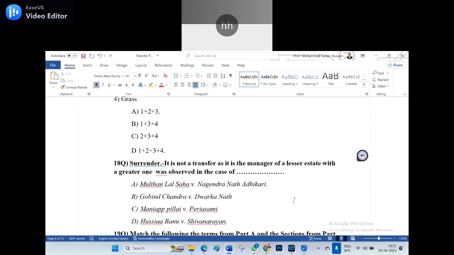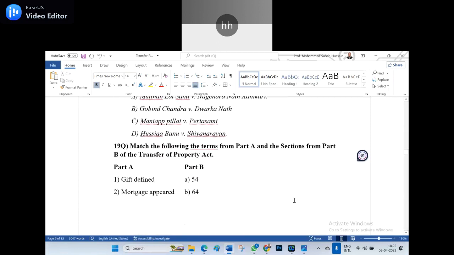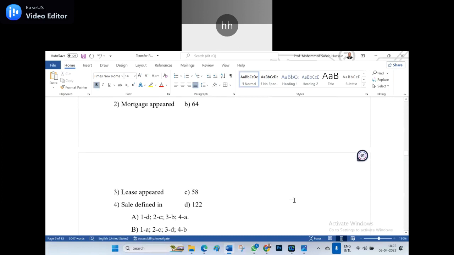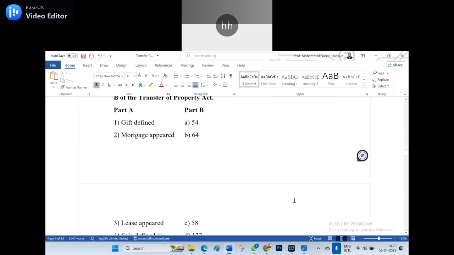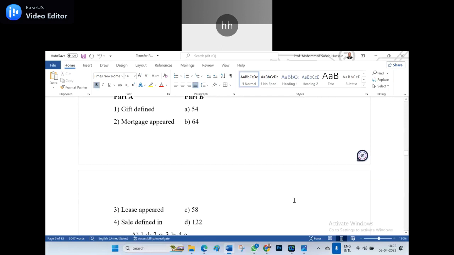A. Multan Lal Saha versus Nagendranath Adhikari is the right answer. Now, match the following terms of Part A with the section from Part B, the Transfer of Property Act. Gift defined, mortgage appeared, lease appeared, sale defined, in Part A. Part B: A 54, B 64, C 58, D 122.